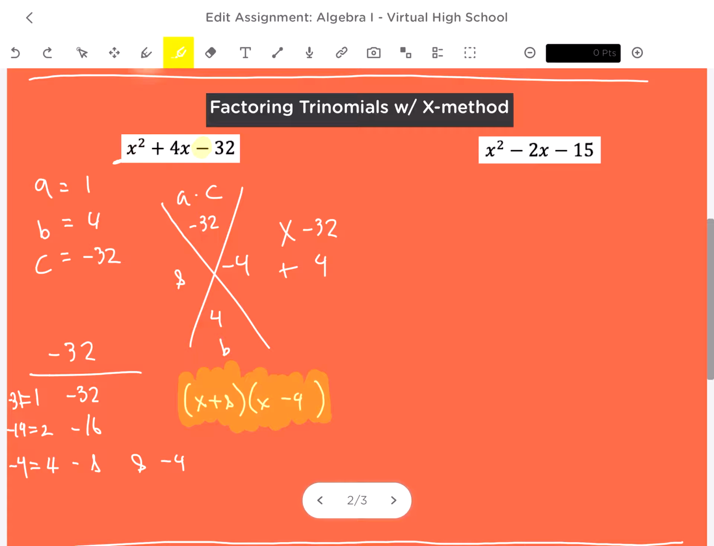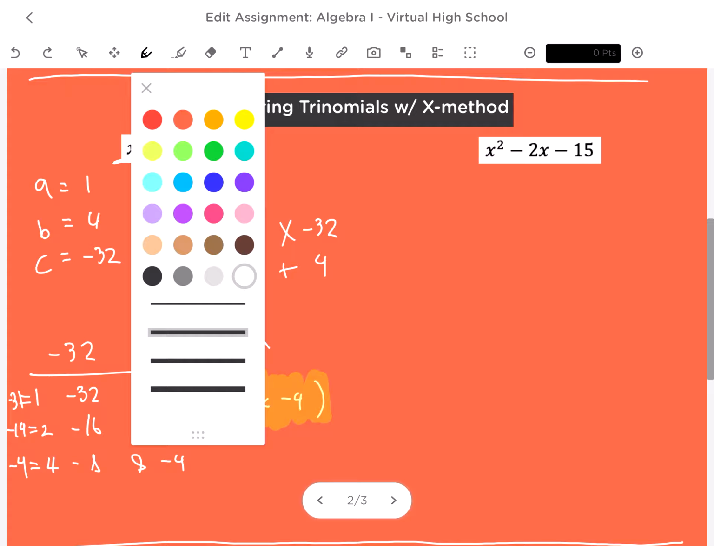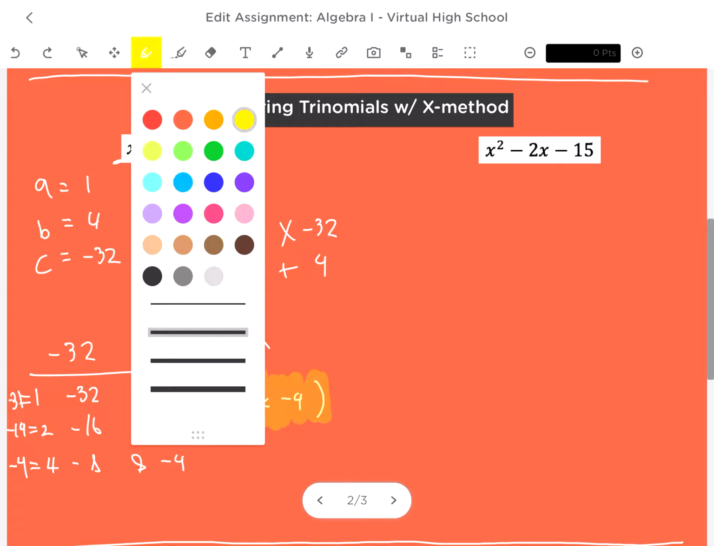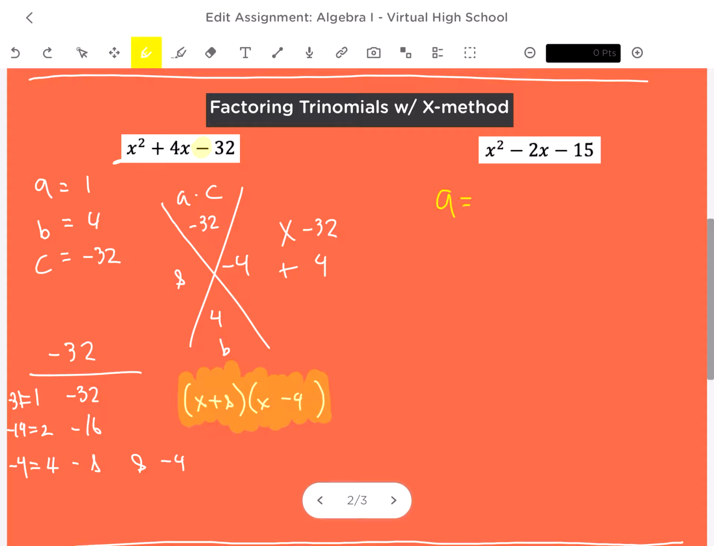Okay, so let's mix it up a little bit. All right, so x squared minus 2x minus 15. So I'm going to write out a, well, actually, that doesn't look very good. What about this? Okay, that works. All right, a is 1, b is negative 2, c is negative 15. So remember, a times c goes in the top, so negative 15, negative 2. Okay, so I'm looking for two numbers that multiply together to be negative 15, but add up to negative 2.